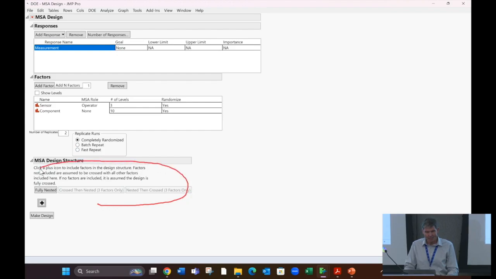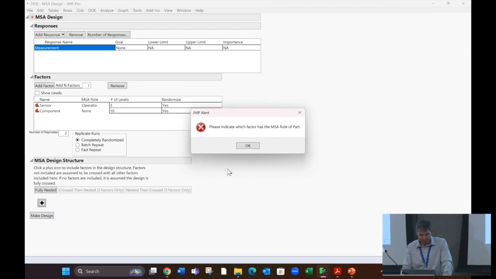So this is your nested structure or not. We don't have anything, so if I don't do anything here, it's going to give me the crossed. So everybody's going to be able to do the same measurement on the same component. If I had some structure in there, I could put it in right here if it was fully nested. In other words, doing destructive evaluation. So I'm going to go ahead and make this design.